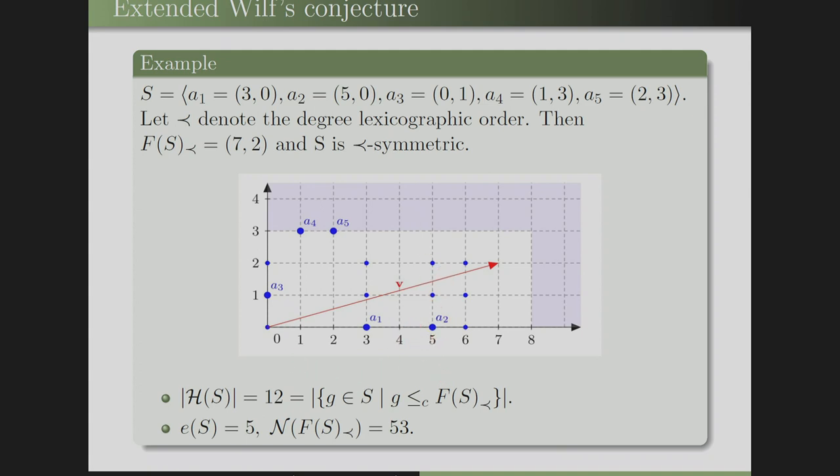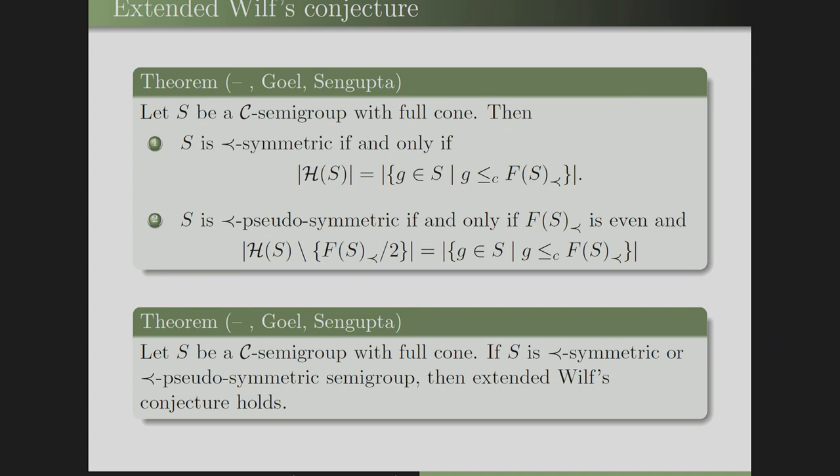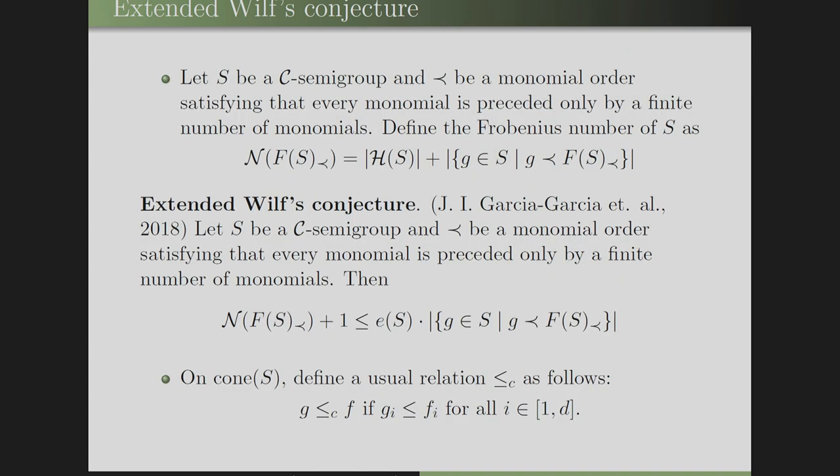This one. And we see the embedding dimension is 5, and n(S) is the sum of the cardinality of H(S), 12, and those elements which are less than or equal to F(S) with respect to the degree lexicographic order, and that is 41. Then the Frobenius number is 53, and the product of e(S) and this is 60, so 53 is less than 60. It is also less than the product of this and this, because this is the bigger set, so the less-than-or-equal-to-C order gives a smaller one.